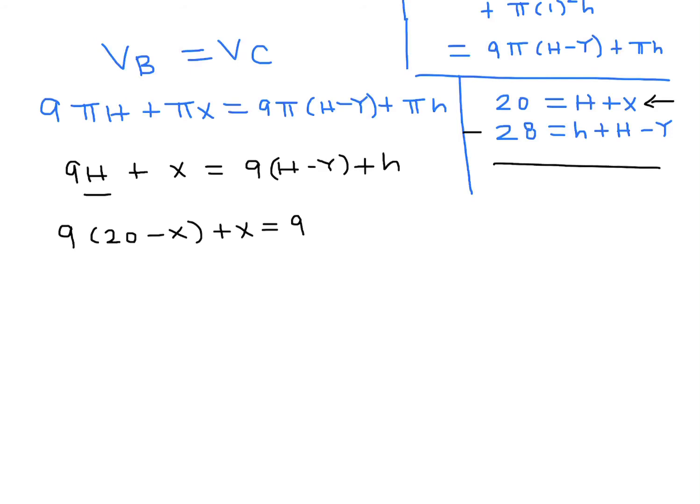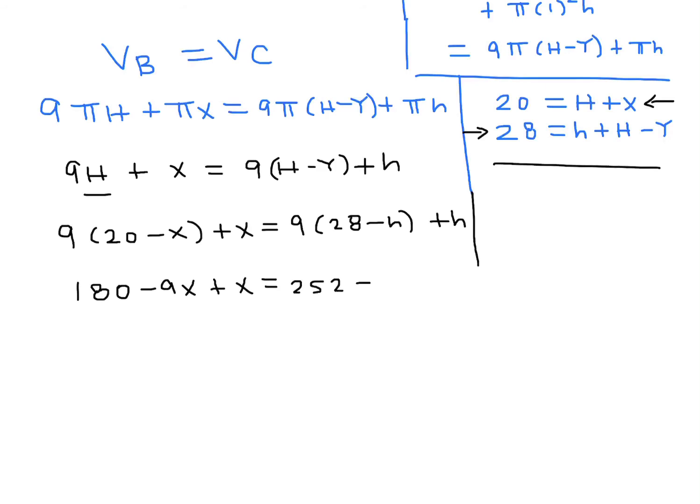For h minus y, I'm going to use this one. h minus y is going to be 28 minus h, if you just manipulate that one. And that's it. We are getting somewhere here, I think. So this one is 180 minus 9x plus x is equal to 252 minus 9h plus h.